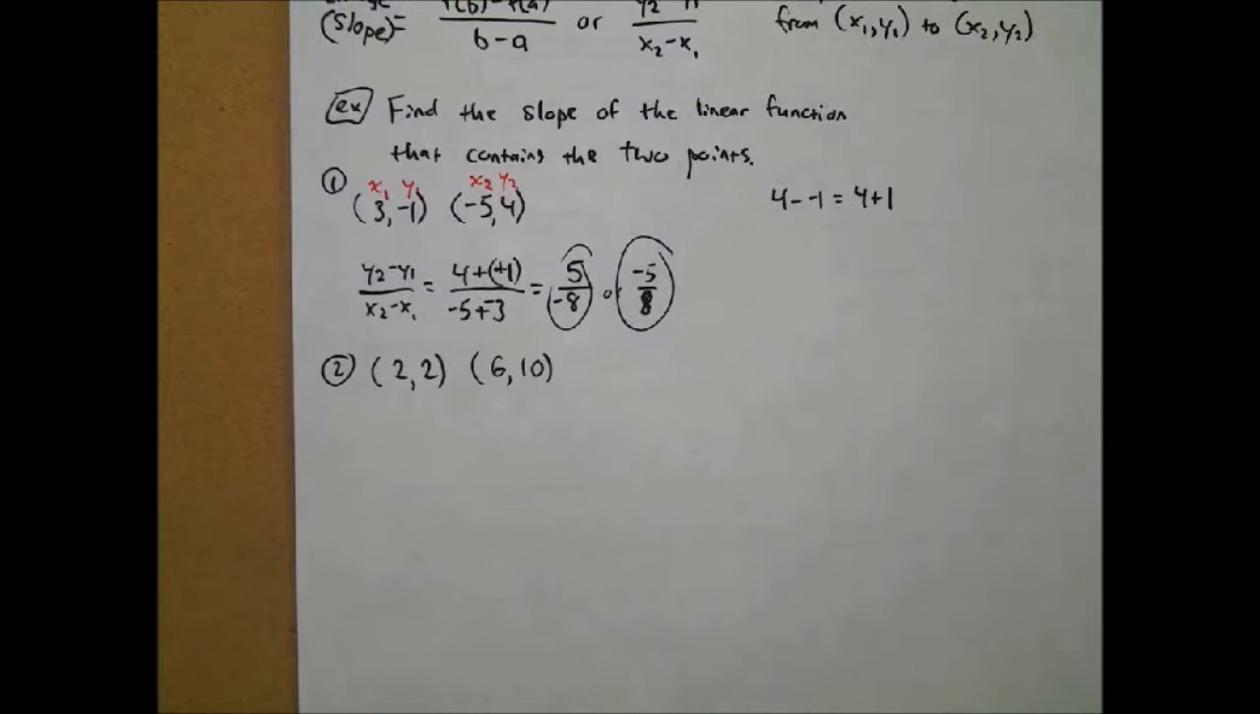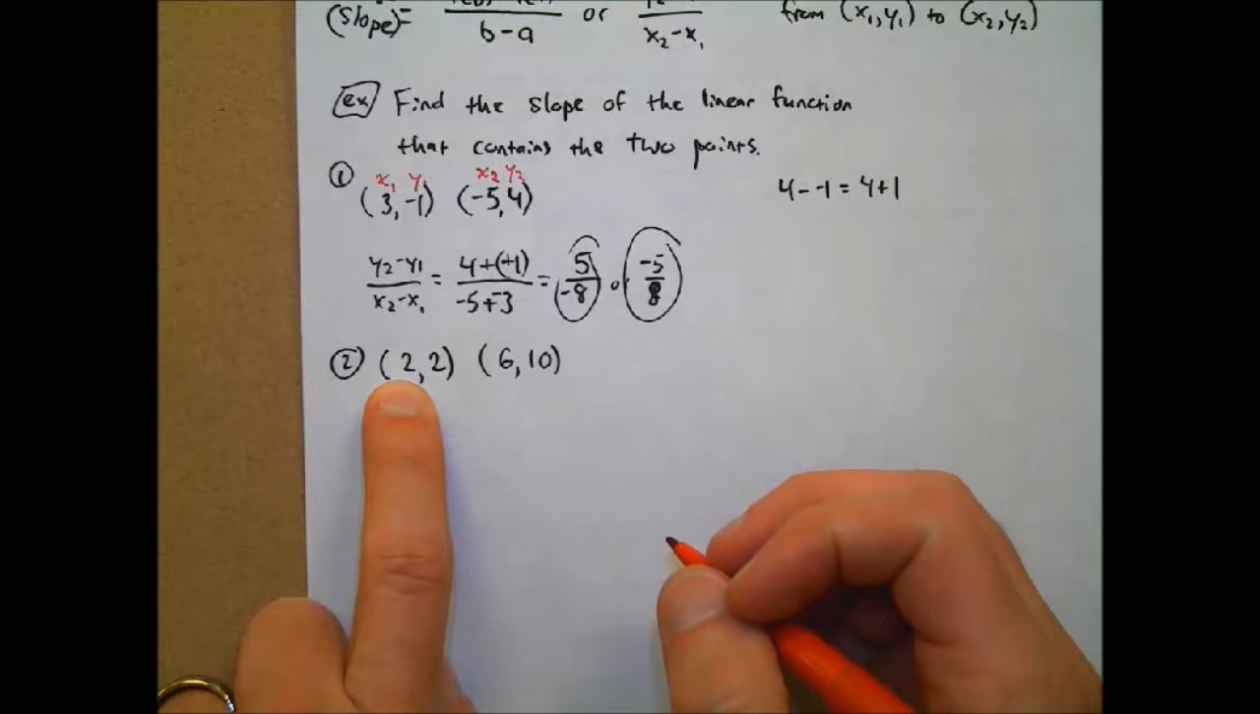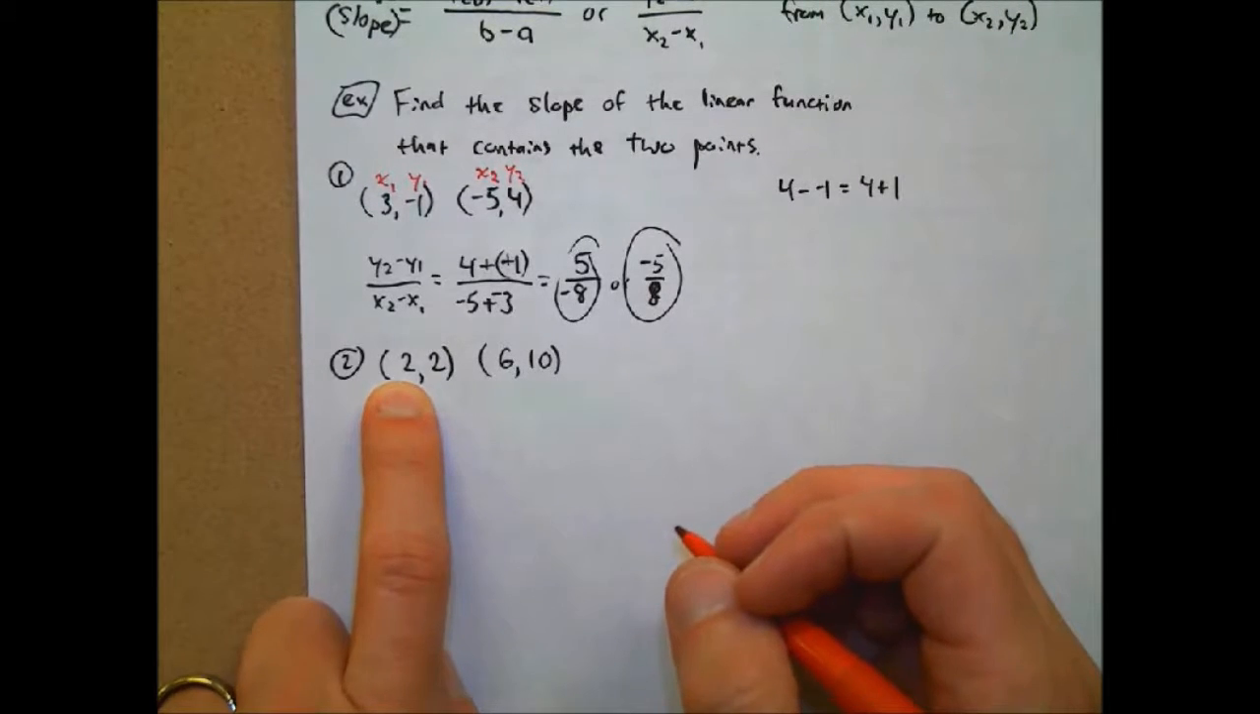Okay, I'm going to label these points again. All right, so if I label them, Caden, how could I label this 2 right here? As an X, okay? X1 or X2? X1.